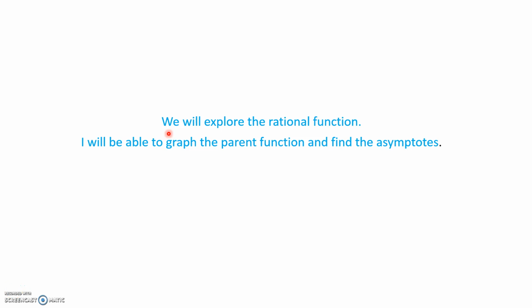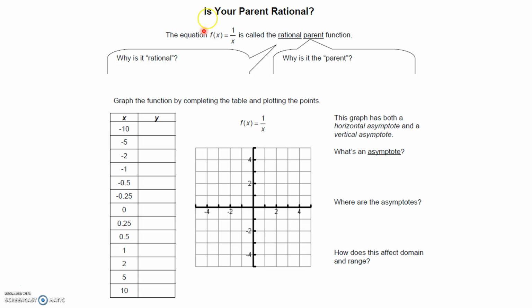In this video, we are going to explore the rational function, and specifically, you will be able to graph the parent function and find the asymptotes. So let's take a look. All right, what we have is your parent rational. If we look at our equation here, f of x equal to 1 over x is what we call the rational parent function.